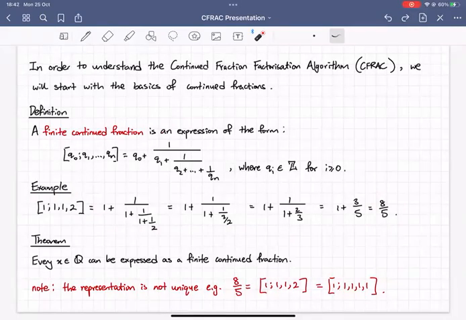In fact, any rational number can be expressed as a finite continued fraction. Unfortunately, the representation is not unique, because any continued fraction that ends in a 2 can basically be split into 1, 1. And that's pretty obvious from the definition.